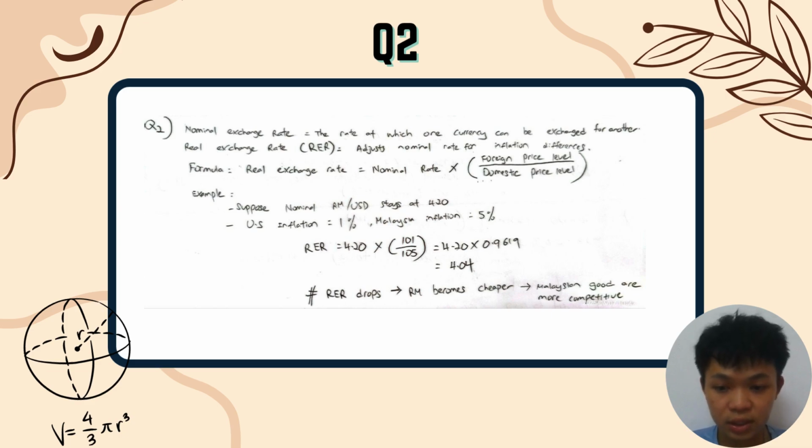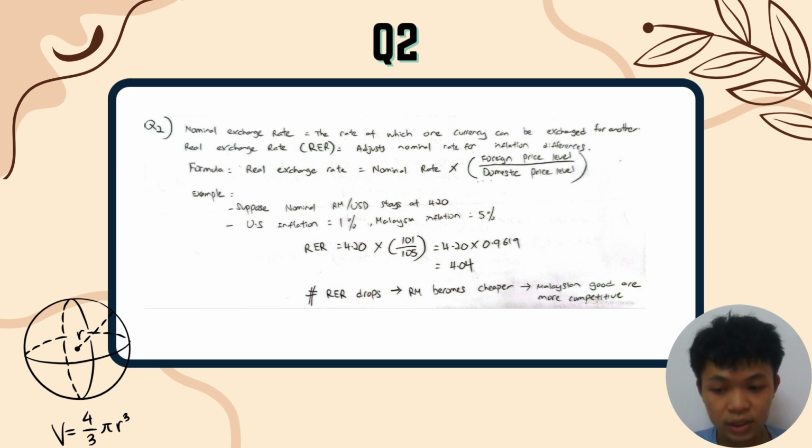Question number 2 is the comparison between the nominal and the real exchange rate. Nominal exchange rate is the rate you see in the market today for exchanging one currency for another, and the real exchange rate adjusts the nominal rate to account for differences in price level, so it's inflation between the countries. The formula: real exchange rate is equal to the nominal exchange rate multiplied by foreign CPI divided by domestic CPI. For example, if RM per USD stays at 4.2 but Malaysia's inflation is higher than US inflation, the real exchange rate will fall.